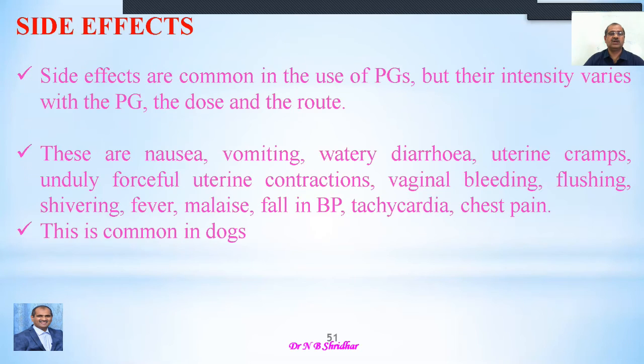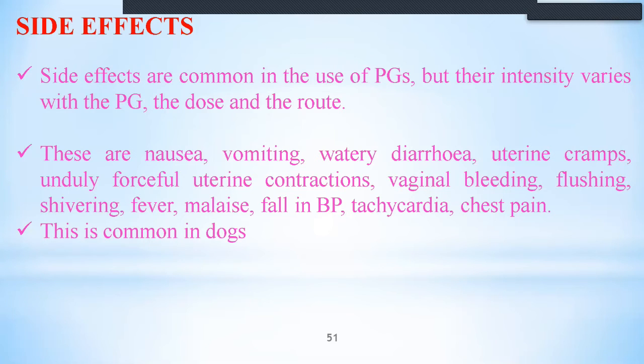The side effects of the prostaglandin analogs are very common, but their intensity varies with the type of the PG, the dose of the drug, and the route of administration. The common side effects are nausea, vomiting, watery diarrhea, uterine cramps, unduly forceful uterine contractions, vaginal bleeding, flushing, shivering, etc., and also fall in BP, tachycardia, chest pain. This is very common in dogs.